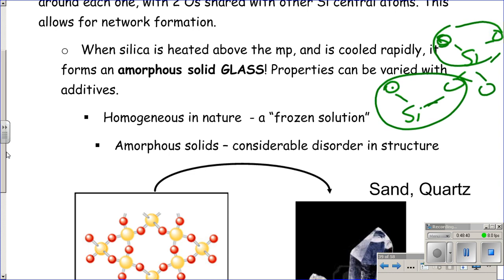Amorphous means doesn't have a shape, like glass. You know, glass is just sand.